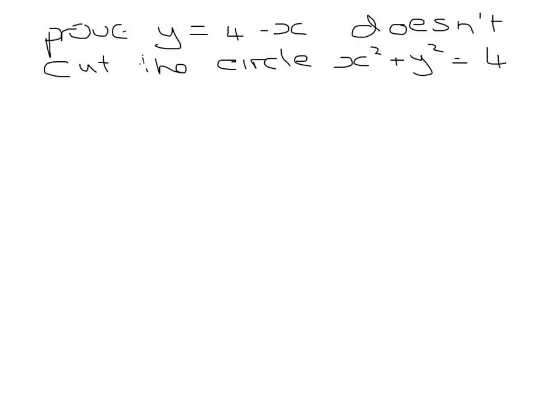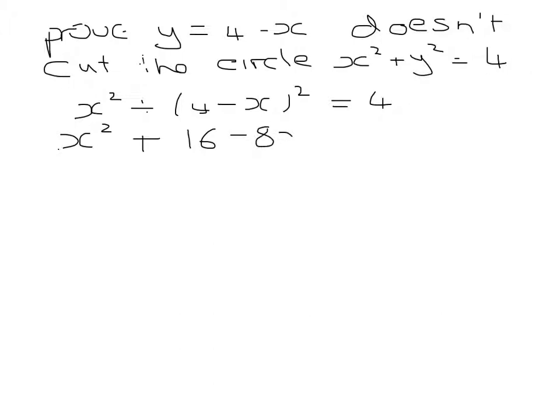Okay, if we want to prove that y equals 4 minus x doesn't cut the circle, first thing we need to do is substitute y equals 4 minus x into the equation of the circle. So we get x squared plus 4 minus x squared is equal to 4. Now if we expand the bracket, remember it's the bracket squared, you're going to get 16 minus 4x, which is minus 8x, plus x squared is equal to 4. Let's just correct that.